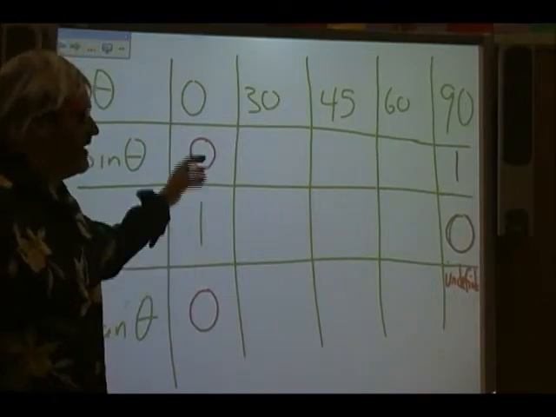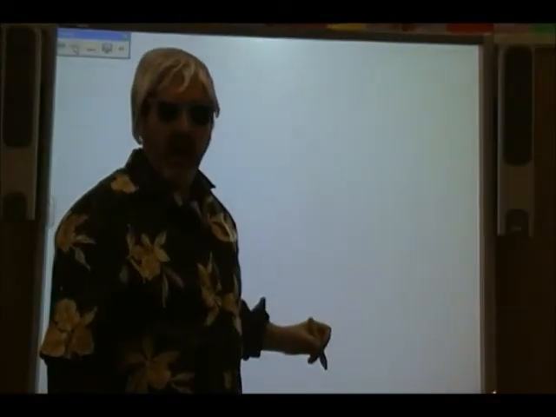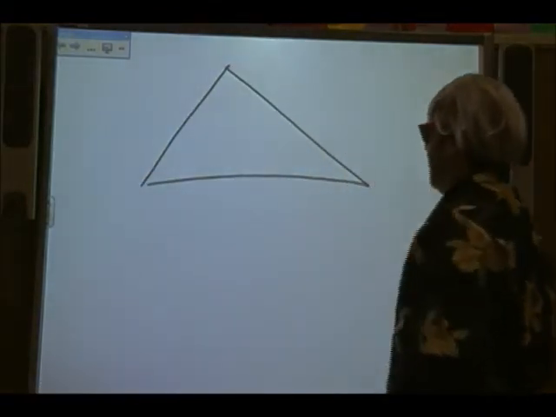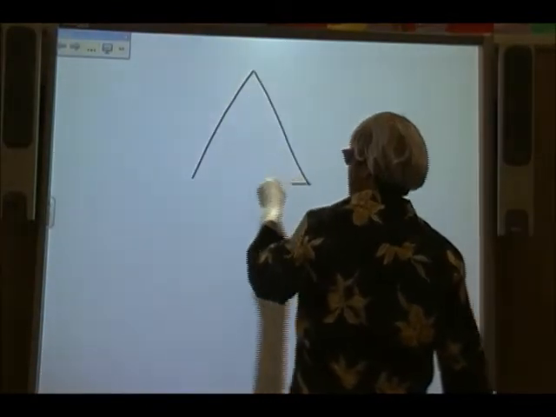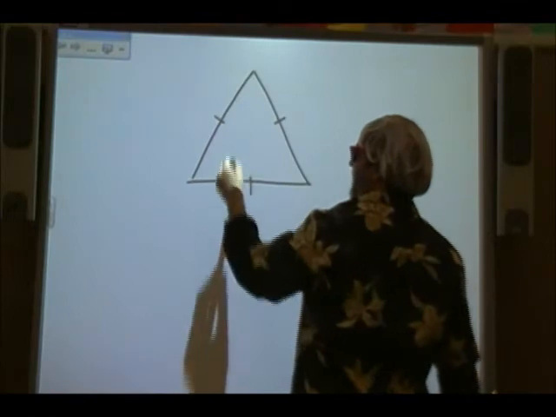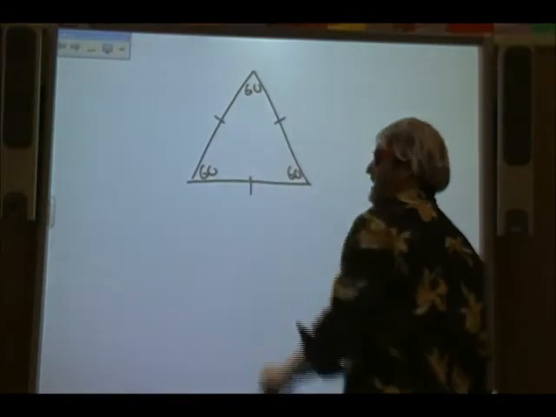All right. Now we're going to look at the special triangles, where we get these angles. First, we're going to use the 30 and 60. So what I want to draw is an equilateral triangle. That's better. All sides are equal, and that means that each angle is 60 degrees.